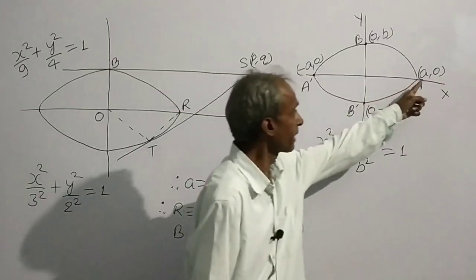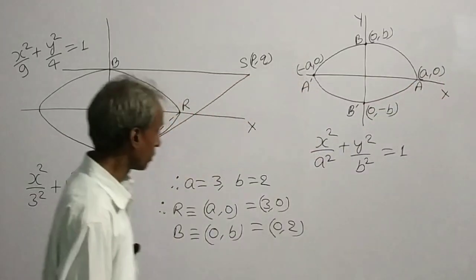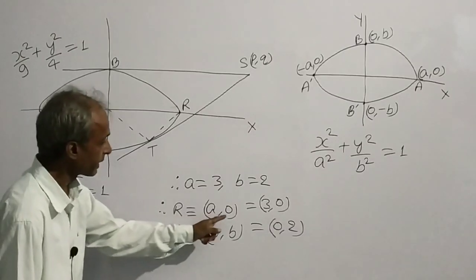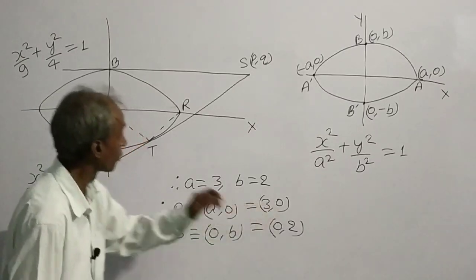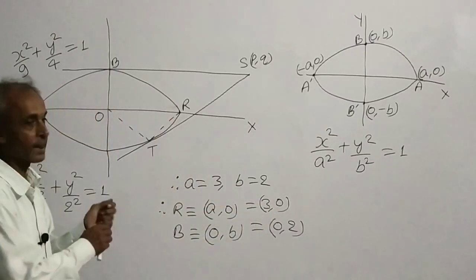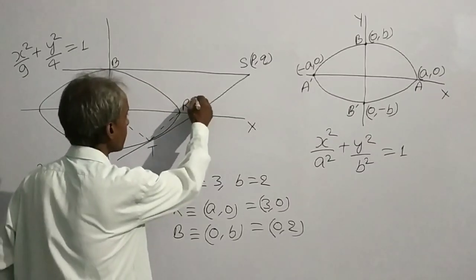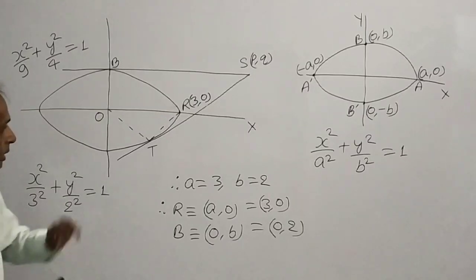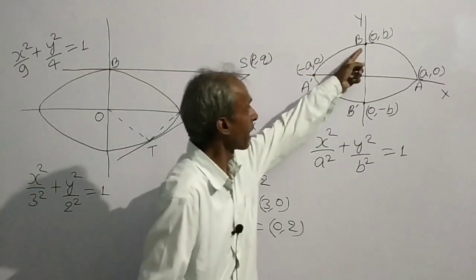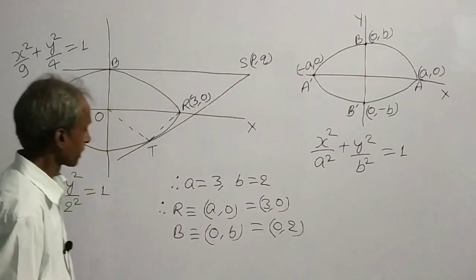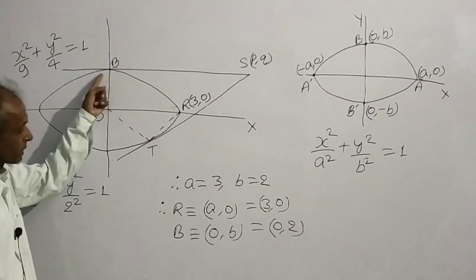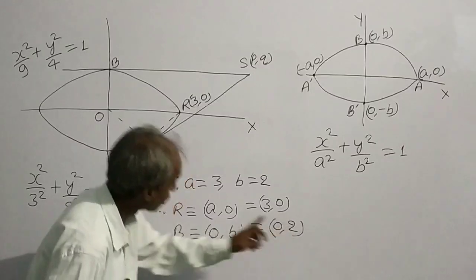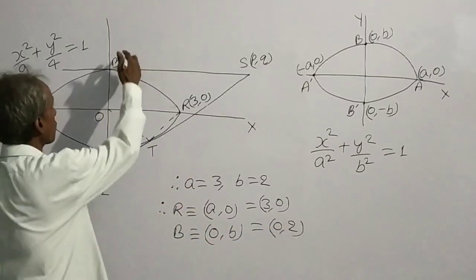Since coordinate of this point is a, 0, therefore coordinate of R will be a, 0, means 3, 0. Coordinate of this point R will be 3, 0. Since coordinate of point B is 0, b, therefore coordinate of this point will be 0, b, means 0, 2.